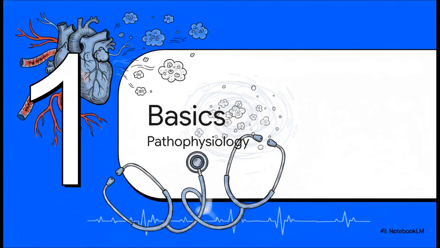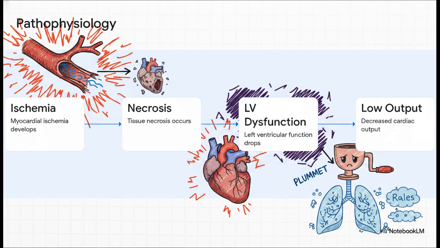Let's start by looking at the underlying cause of the symptoms we're actually going to be listening for with our stethoscopes. This brilliantly illustrates the pathophysiology at play. It's basically a domino effect. A blocked coronary artery causes ischemia, which leads to tissue necrosis. And because that heart muscle is dying, the left ventricle's pump starts to fail. As a result, cardiac output plummets, and fluid backs up right into the lungs. That creates the exact physical symptoms, like those wet crackles or rales that we grade in the system.